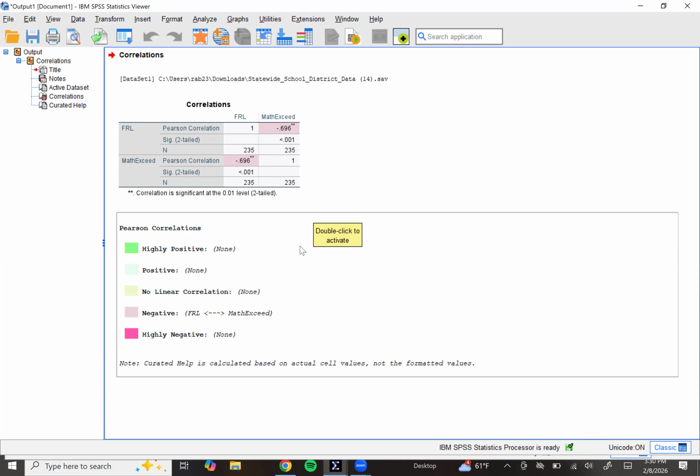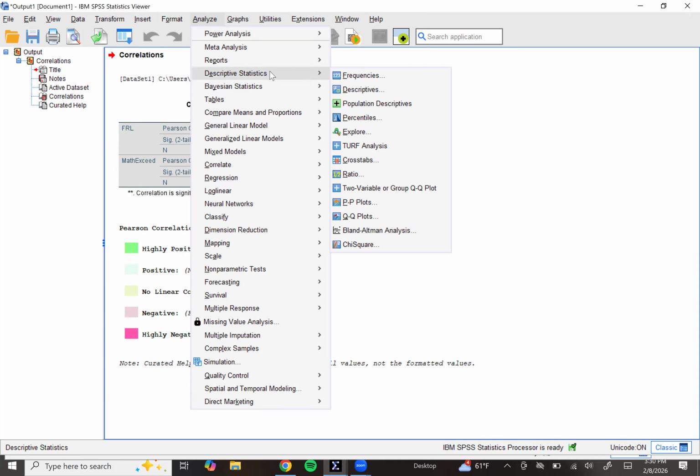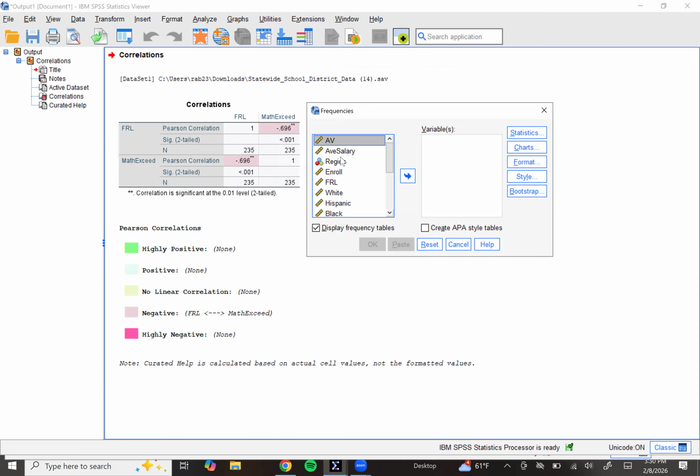Since we've already done those two things, the next thing we're going to do is check and see if the Pearson test is the appropriate test. So we'll go up to Analyze, down to Descriptive Statistics, and from there move over to Frequencies. We're going to make sure that both of our variables have been moved over, so we've got our free and reduced lunch and math exceeding scores.